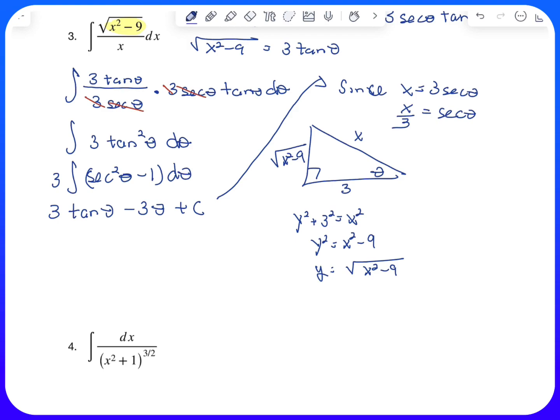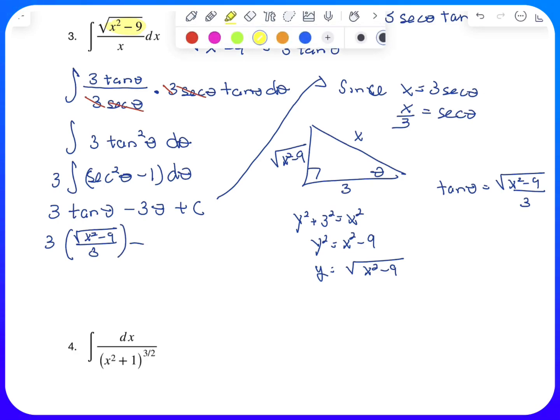And then remember, tangent is equal to our opposite over our adjacent. So that tangent of theta is going to be equal to the square root of x squared minus 9 over 3. So we'll have 3 times the square root of x squared minus 9 over 3 minus 3.